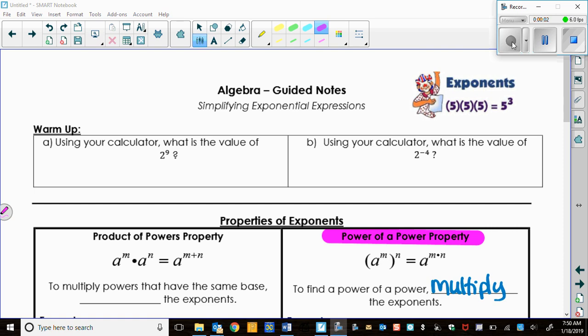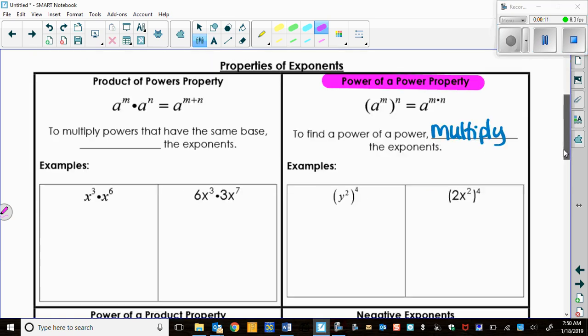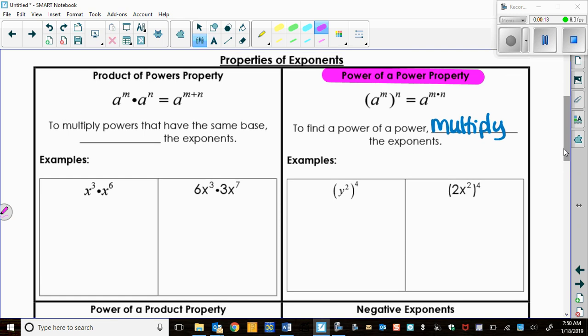Alright class, in this video I'm going to be talking about the power of a power property. If you have questions on the first one, I've already made a video for you. So let's go ahead and look at this property.